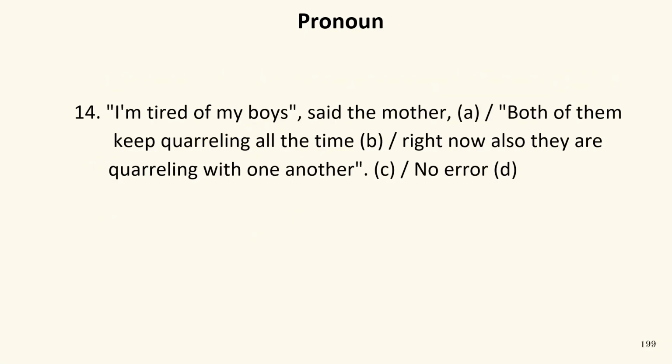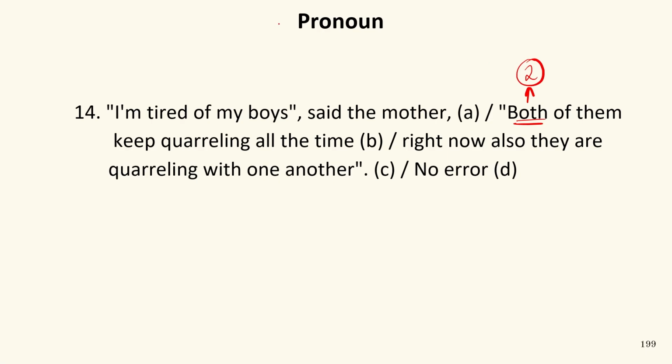Let's move to the next sentence now. "I'm tired of my boys," said the mother. "Both of them keep quarreling all the time. Right now also they are quarreling with one another." Now in this sentence we have the word both. We know well that both is used for two persons only.